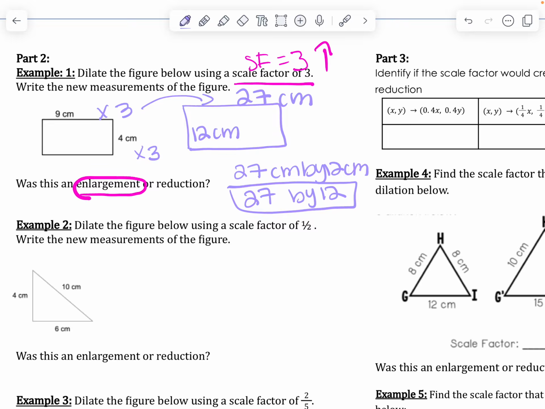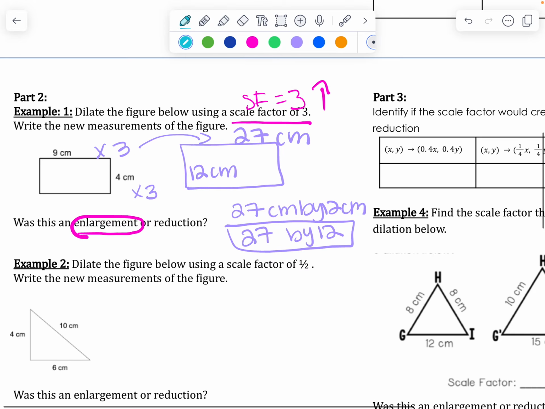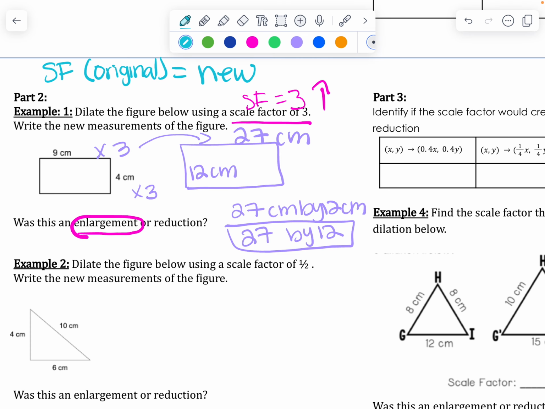I want you to write down this little formula, if you will. If you are looking for the new dimensions, you're going to do scale factor times the original, which is going to give you your new. I write SF for scale factor. This is going to maybe help you if you're trying to find the new dimensions.